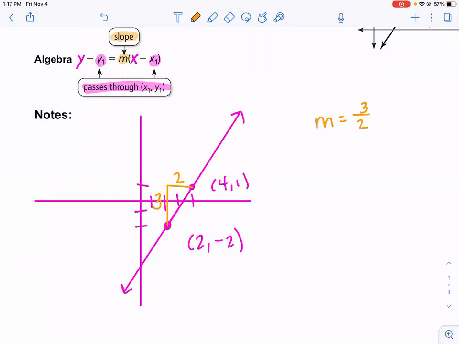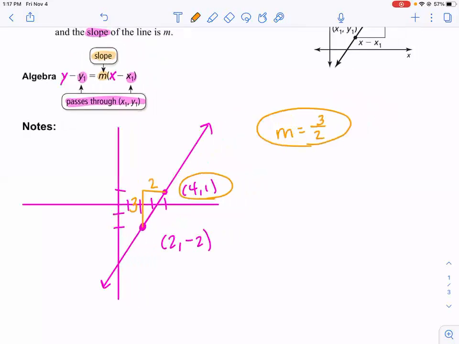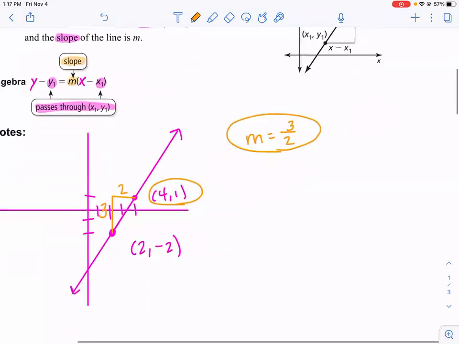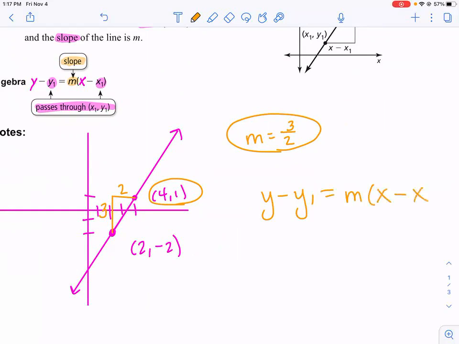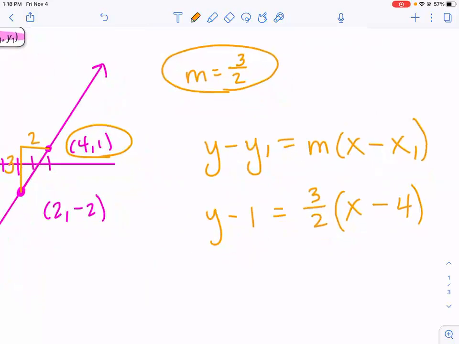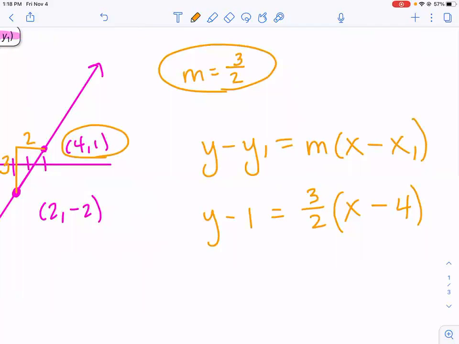Okay, so here I have a point. Here I have a slope. And we can write, we can replace the y1 with a 1, our slope with a 3/2, and our x1 with a 4. I replace my slope with slope, and I replace my point with the point.